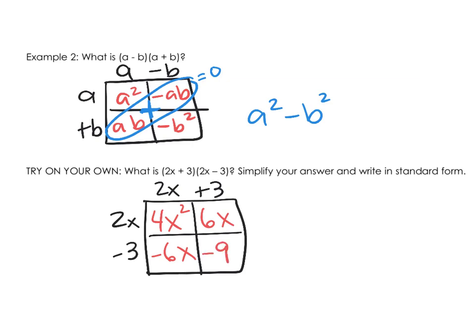And my like terms are on the diagonal again. So when I put those together, negative 6x plus 6x does become 0. So that what I'm left with is 4x squared minus 9. So it did happen the same way, those middle terms canceled each other out, and it just leaves us with a binomial.